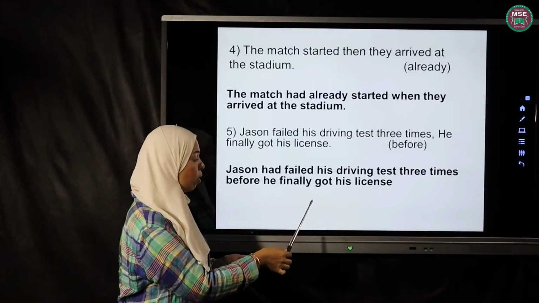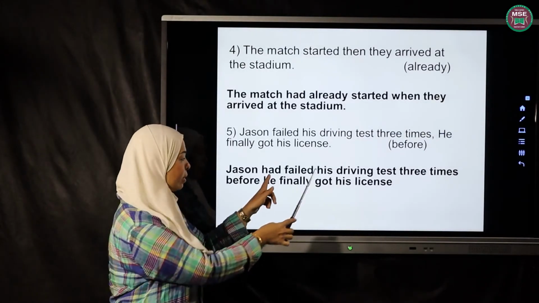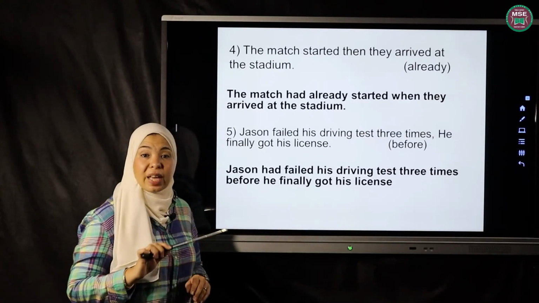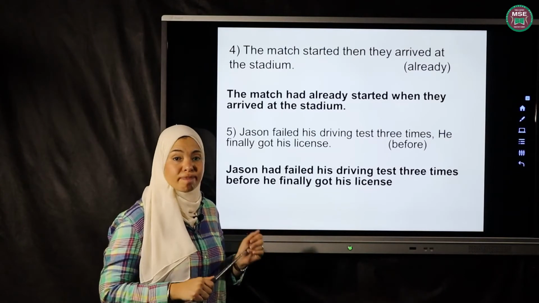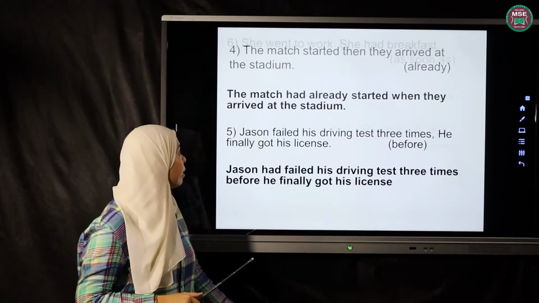So, before should be followed by past simple. Because this is the previous action. He had failed his driving test 3 times before he finally got his license. You got it? Okay. Number 6.